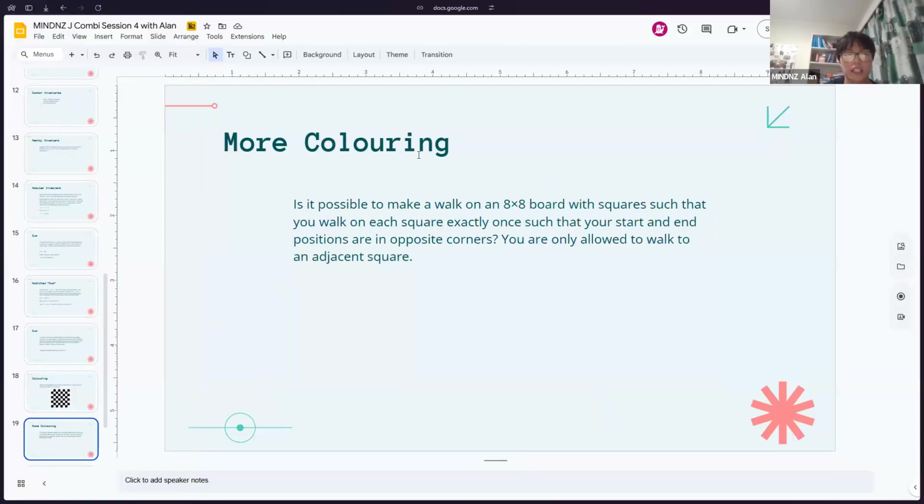So this is another chessboard coloring problem. Is it possible to make a walk around an 8x8 chessboard such that you walk on each square exactly once, and your start and end positions are in opposite corners? You are only allowed to walk to an adjacent square.